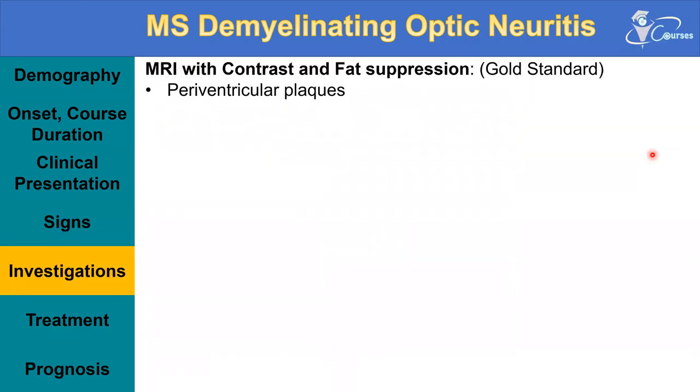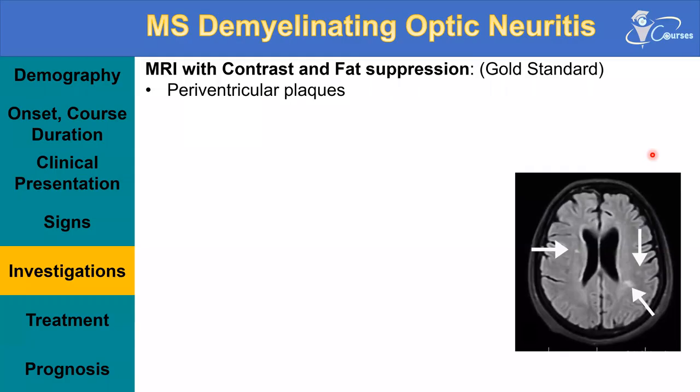So let's say that you are suspecting a patient with multiple sclerosis with this criteria, with this history, with this demography, with this clinical presentation, symptoms and signs, and now you are investigating. If you are asking if I need to only have one investigation to hit the diagnosis, it will be the MRI. So you do the MRI with gadolinium contrast and fat suppression in order to enhance the appearance of the periventricular plaques. So this is the gold standard for diagnosis of multiple sclerosis demyelinating optic neuritis.